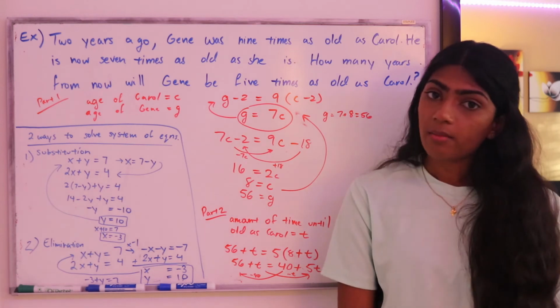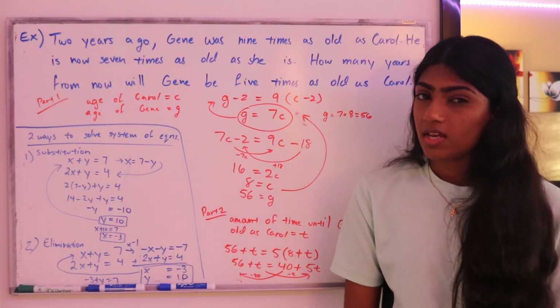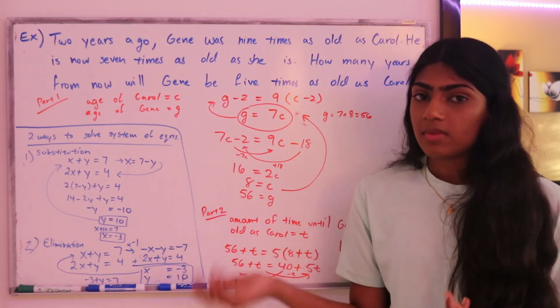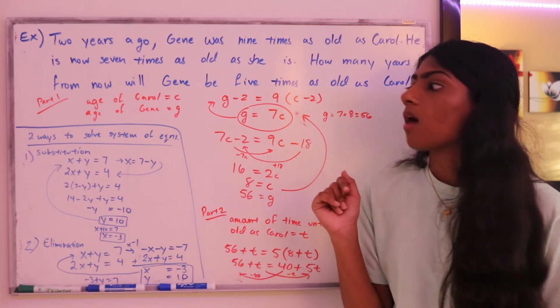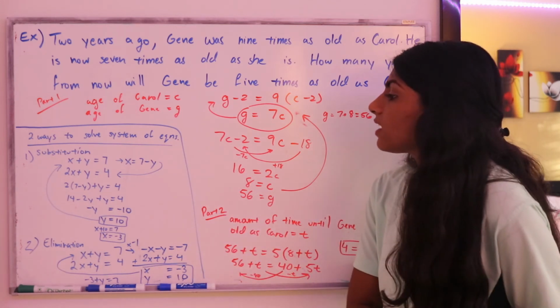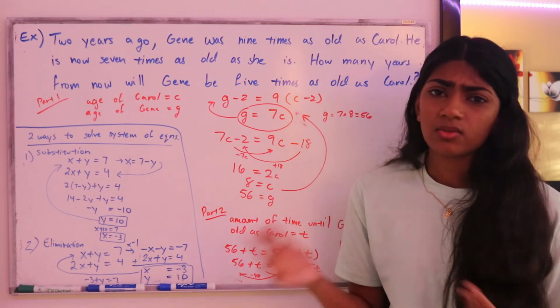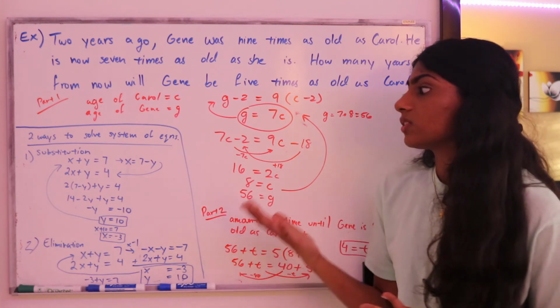Now it's important to remember that whenever you do either one of these methods, when you get something that doesn't make sense, for example, if you get 52 is equal to 10, then that means that the system of equations has no solution and the lines don't meet. And if you get the same answer, for example, you get 5 equals 5, or x equals x, something like that, that means that it has infinite solutions, or every solution works.